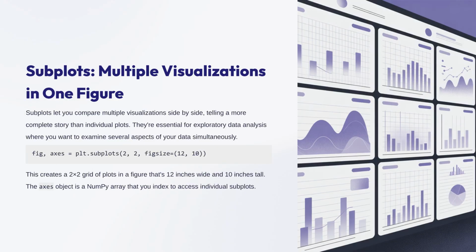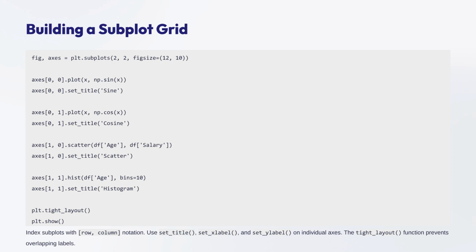Subplots allow you to compare multiple visualizations side by side in a single figure. Using plt.subplots, you can create a grid, such as 2x2, which is essential for comprehensive exploratory analysis. When building a subplot grid, you index individual plots using row and column notation, then use set_title and set_xlabel on those specific axes. Use plt.tight_layout to prevent label overlap.